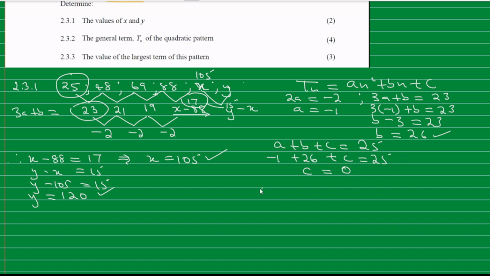So what does that mean? It means therefore my Tn will be equal to -1, substituting here, so that will be -n squared plus 26n, b is 26, plus 0. So that gives us the answer to that.